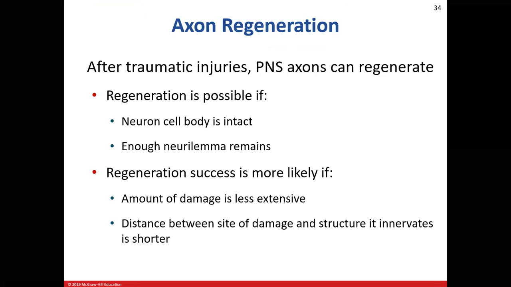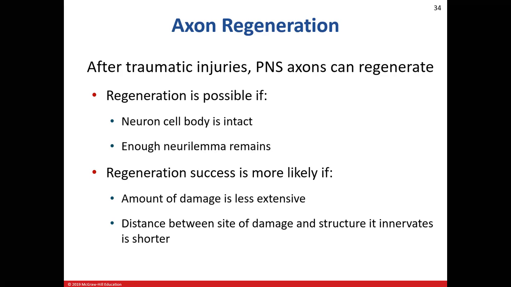Now, axons have the ability to regenerate themselves. We talked about how a neuron itself is amitotic and cannot be replaced, but that refers to the cell body of the neuron. If the cell body is damaged, it basically means that the neuron is essentially dead. But that doesn't mean that we can't, in a sense, regenerate axons in neurons where the cell bodies are still intact. So after certain traumatic injuries, the PNS axons can regenerate themselves.